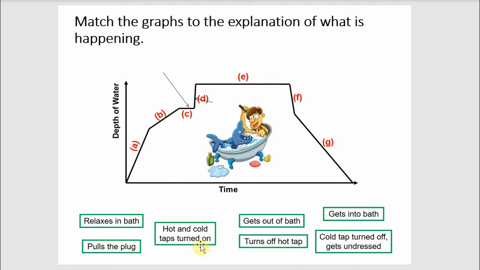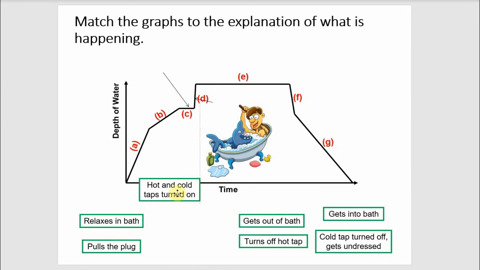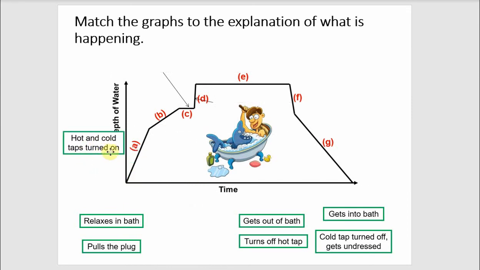is going to be that the hot and cold taps are turned on. The reason it's that one is because you can see that the depth of the water, which is on this axis, is going up quite steeply in not much time. So in not much time, the depth of the water is rising fast. Okay, so both taps are turned on.